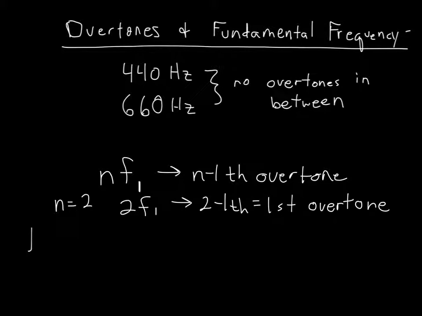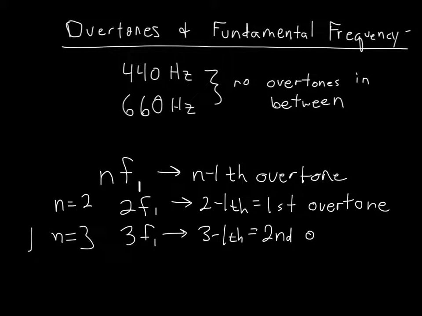Then we also know that, for example, if n equals 3, I can do 3 times f sub 1 to get another overtone, and that would be the 3 minus 1th overtone, which would be the second overtone. It's the second frequency above the fundamental frequency that will give you resonance, that will make your frequency sound louder than it actually is, that will enhance your sound.